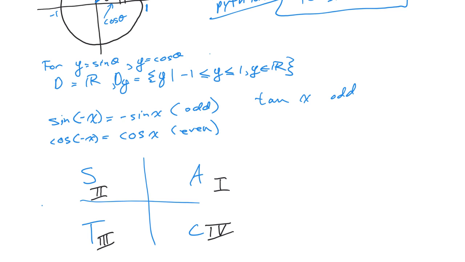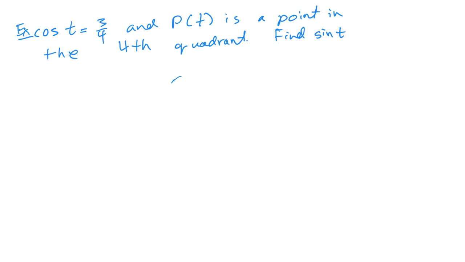So now, for quadrant 1, everything is positive. For quadrant 2, only sines are positive. For quadrant 3, tans are positive. And for quadrant 4, cosine is always positive. Let's do some practice problems.